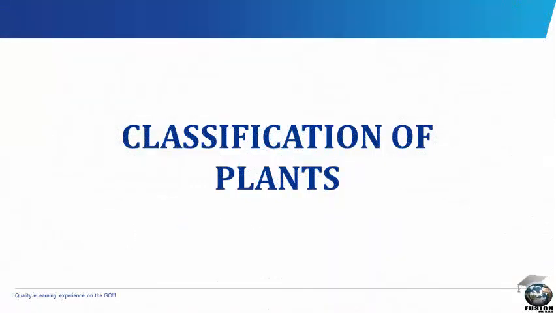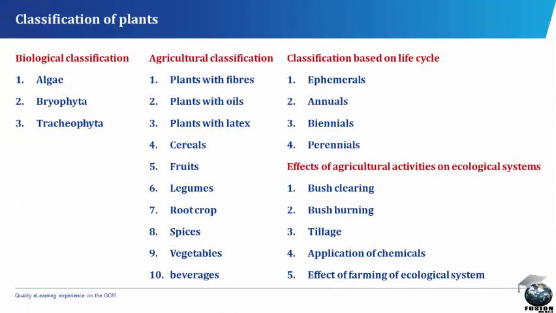Classification of plants. Plants are classified into biological classification, agricultural classification, and classification based on life cycle. In the biological classification, we have the algae, the bryophyta, and the tracheophyta.